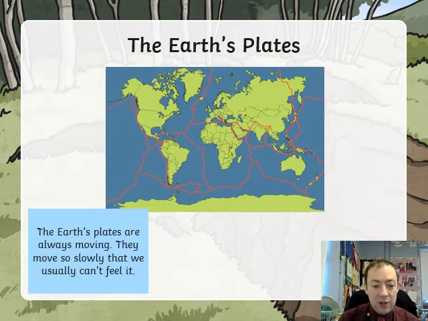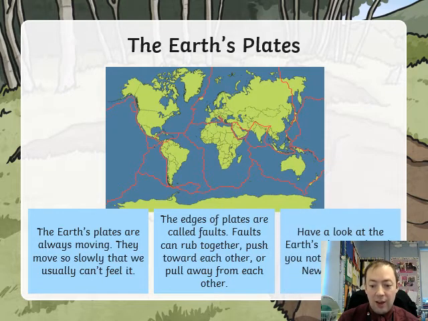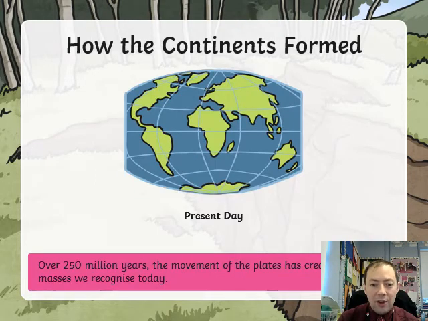The Earth's plates are always moving. They move so slowly that we usually can't feel it. The edges of plates are called faults. Faults can rub together, push towards each other, or pull away from each other, and this is where you get an earthquake, when the two parts of plates push together. How the continents are formed. Over 250 million years, the movement of plates has created the land masses we recognize.